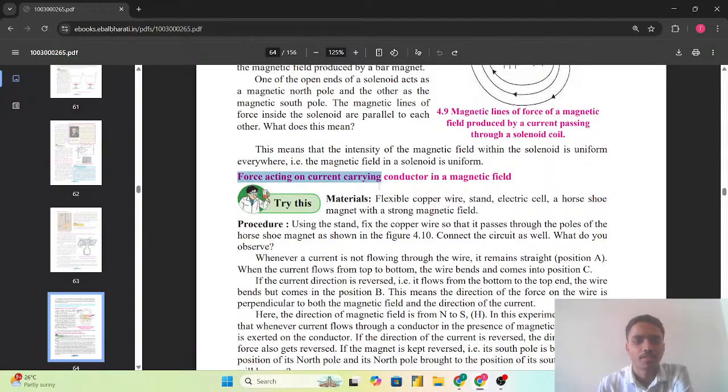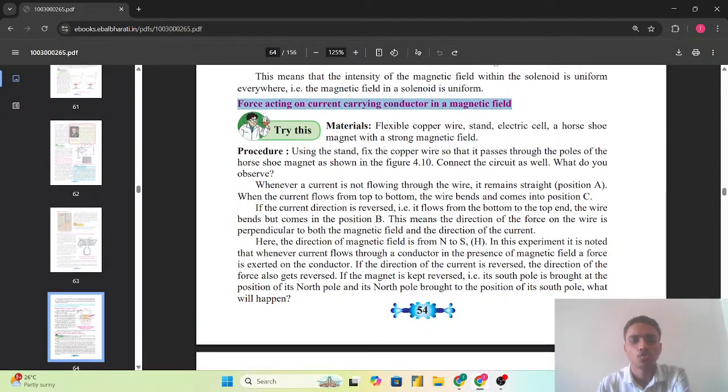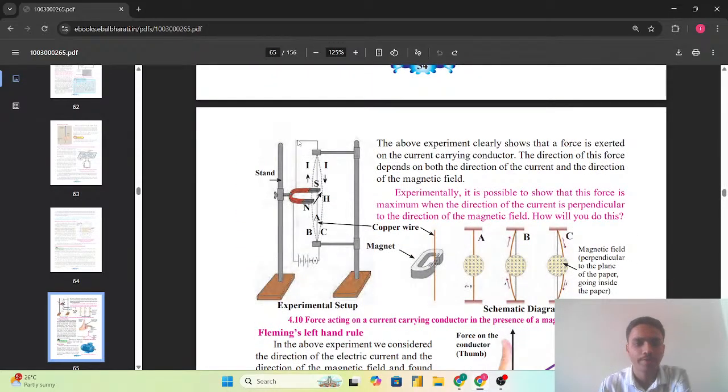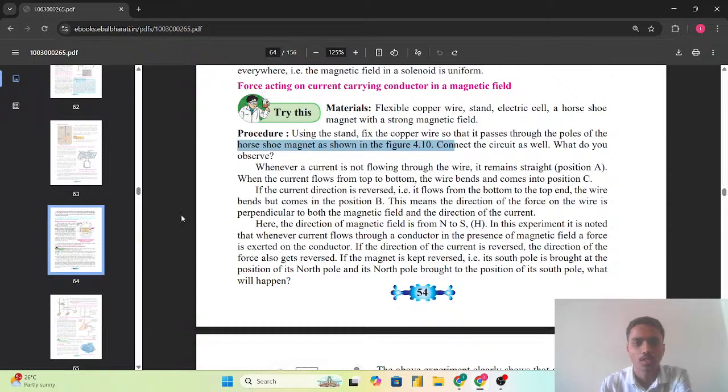Next part: force acting on a current carrying conductor in a magnetic field. Again, we are given one experiment. Materials: copper wire, stand, electric cell, horseshoe magnet with a strong magnetic field. Procedure: using the stand, fix the copper wire so that it passes through the poles of the horseshoe magnet as shown in figure 4.10. Like this, we have to perform the experiment. Connect the circuit as well.